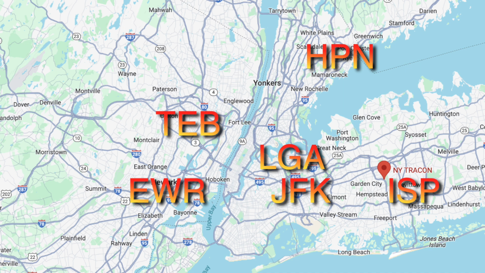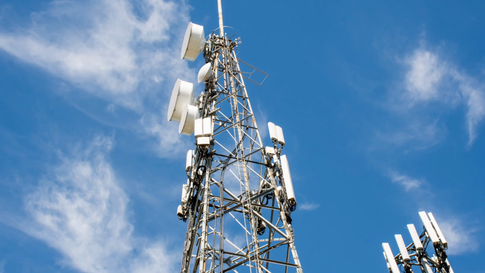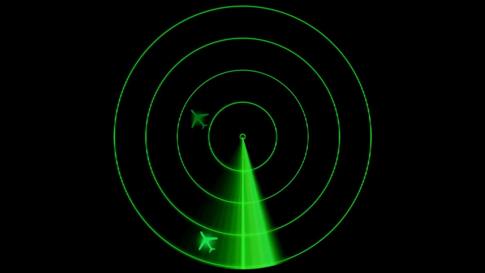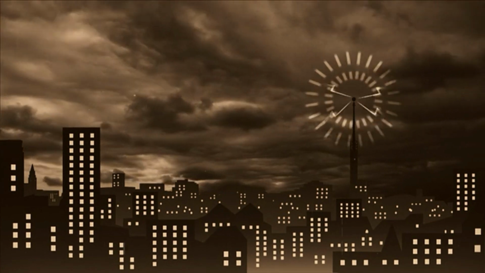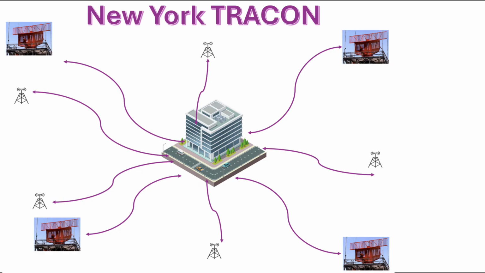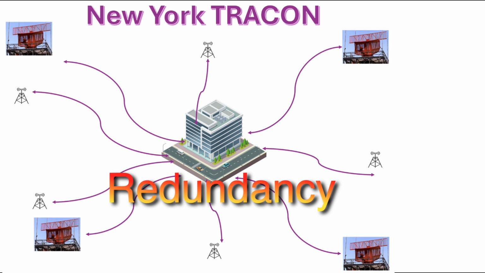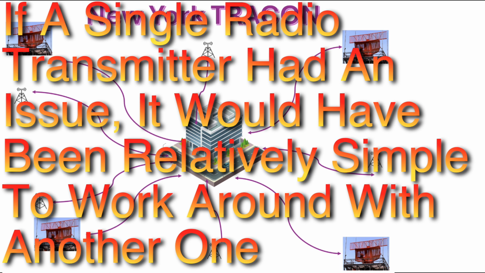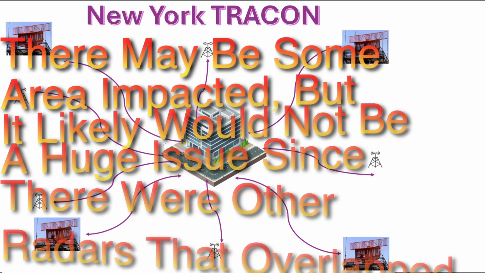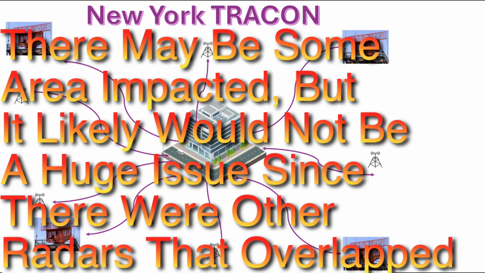Since New York TRACON covered a relatively large area, it had several ADS-B towers as well as several radars providing surveillance coverage. It also had several radio transmitters and receivers throughout the area. All of these towers and radars fed into the TRACON building in Westbury. A benefit of having so many surveillance sources and radio towers is redundancy. If a single radio transmitter had an issue, it would have been relatively simple to work around with another one. Same thing with a radar outage. There may be some area impacted, but it likely would not be a huge issue since there were other radars that overlapped. As far as automation is concerned, this was a pretty good setup.